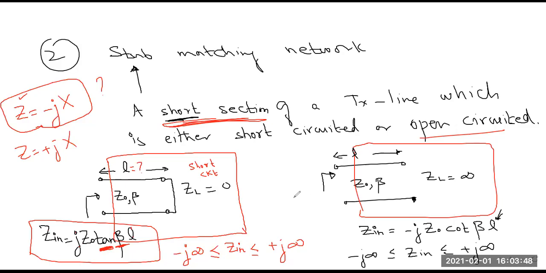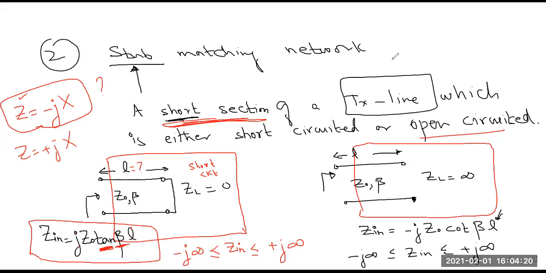So that is the whole concept behind stub matching network. Rather than using a lumped capacitor or inductor for impedance matching, we can use a transmission line as a capacitor or inductor. And by using it as a capacitor or inductor, it's possible that we can design an impedance matching circuit. But of course, we will talk about this design in more detail. But this is the whole concept behind stub matching.